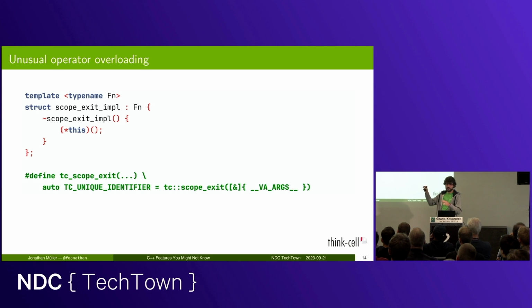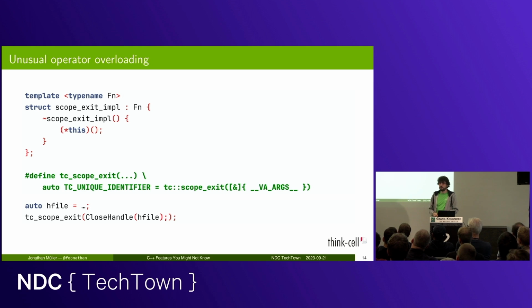So we just have a struct that inherits from a function and just invokes it on scope exit. And then we just create a variable of that type, wrap the expression in a lambda, pass that to it, and it will just invoke. This will just work, and it can be used like so. So you've got a handle to a file, and then in a scope exit, you want to close the handle. And it just works. However, the syntax isn't quite nice.